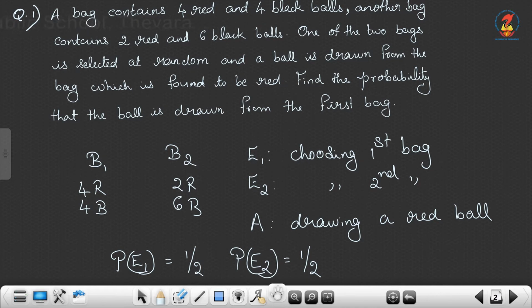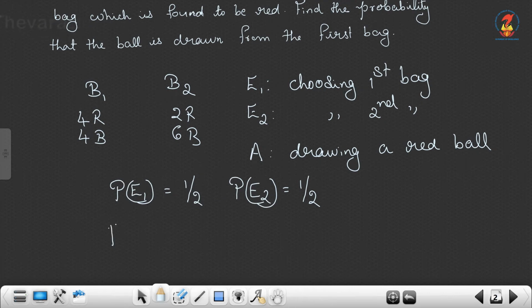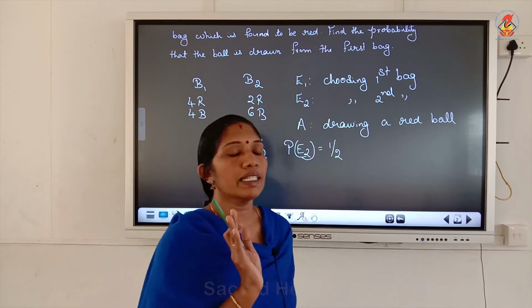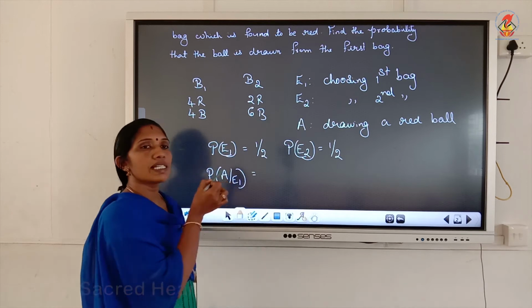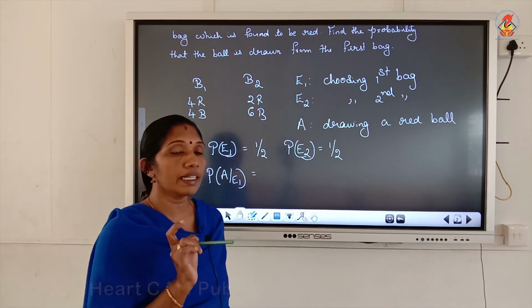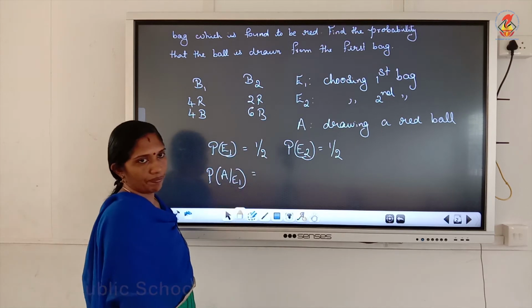Now what is P of A given E1 and A given E2? P of A given E1. What is the meaning of this? It's a conditional probability. A given E1 means this happened first, that is E1. E1 means we selected bag number 1. Then A means selecting or taking red color ball from bag 1. So, what is the probability?